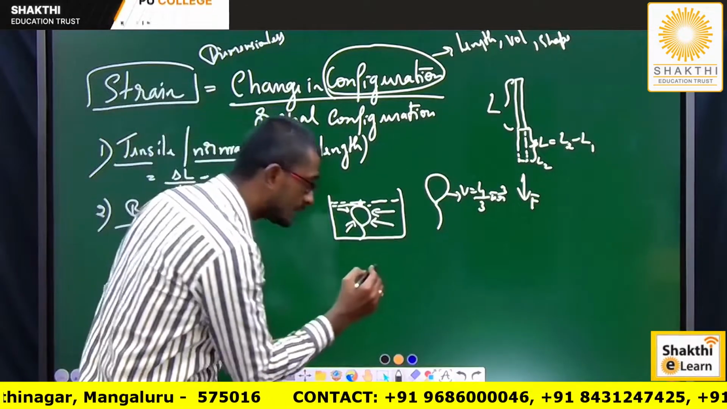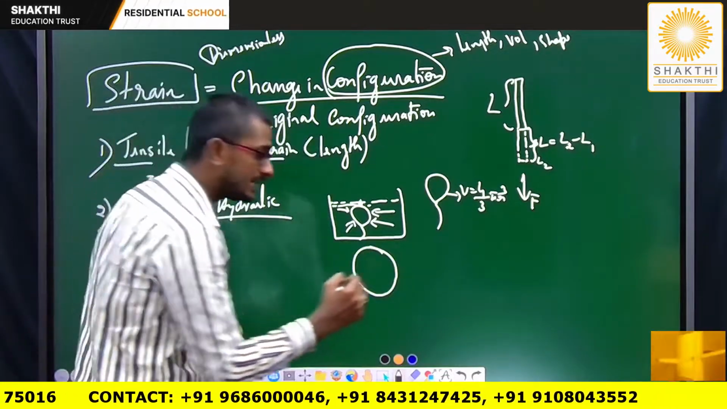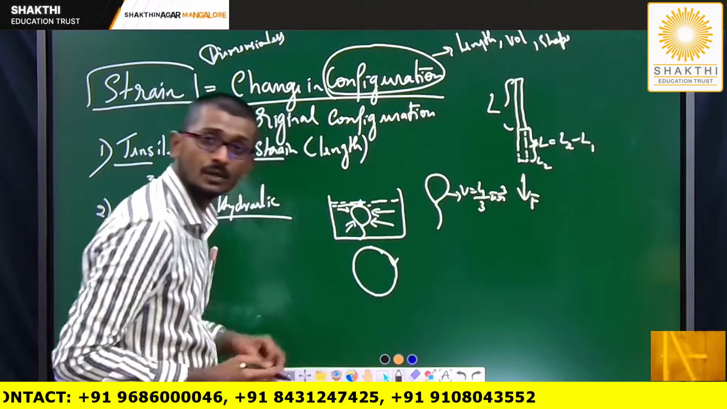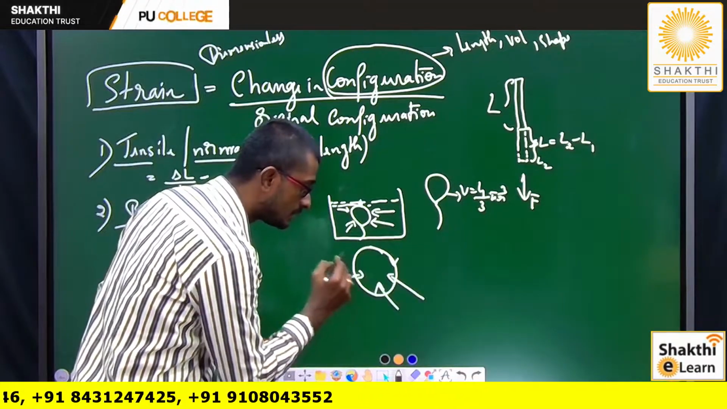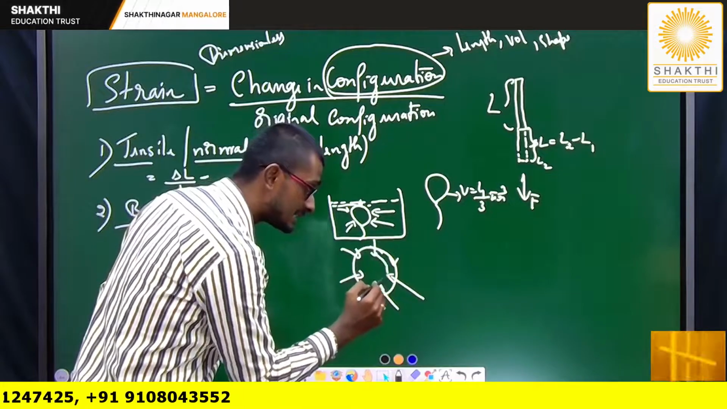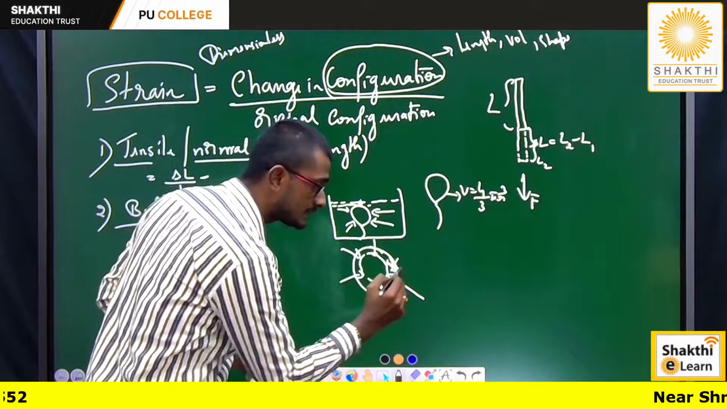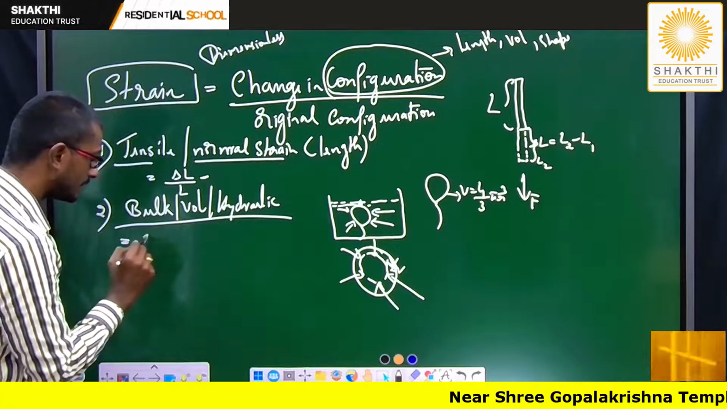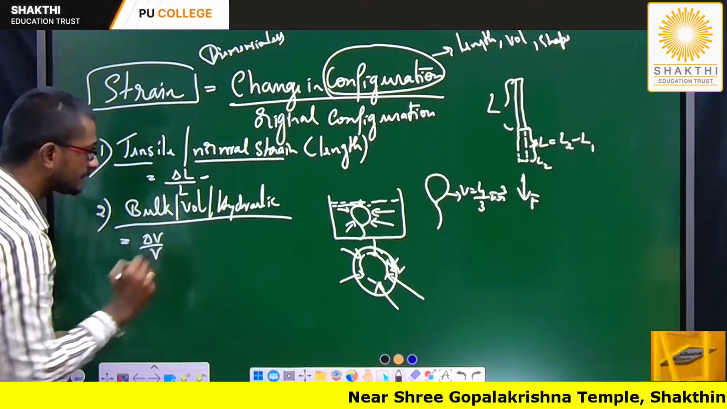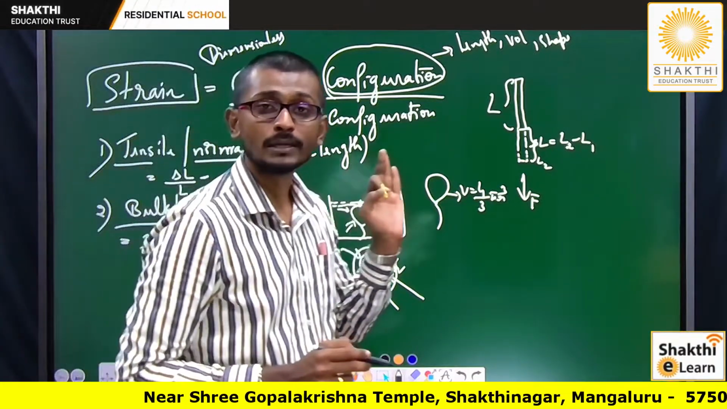You can take the example of a sponge balloon also. We can take its volume as V. When you apply force from all directions, what happens? The radius decreases. This change in volume can be taken as delta V. So bulk or hydraulic strain is nothing but delta V by V. Even this is a dimensionless quantity.